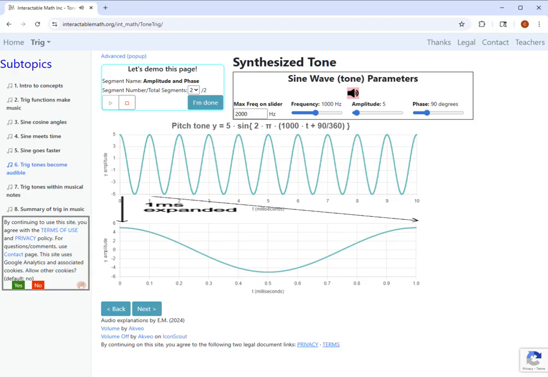Sine sounds the same as cosine, so changing the phase doesn't change the sound, as long as we change the phase slowly. Feel free to play around with the sine wave parameters of frequency, amplitude, and phase on your own. On the next page, we will compare these sine waves to real recordings of musicians and singers performing a few notes. I can't wait to tell you all about it.